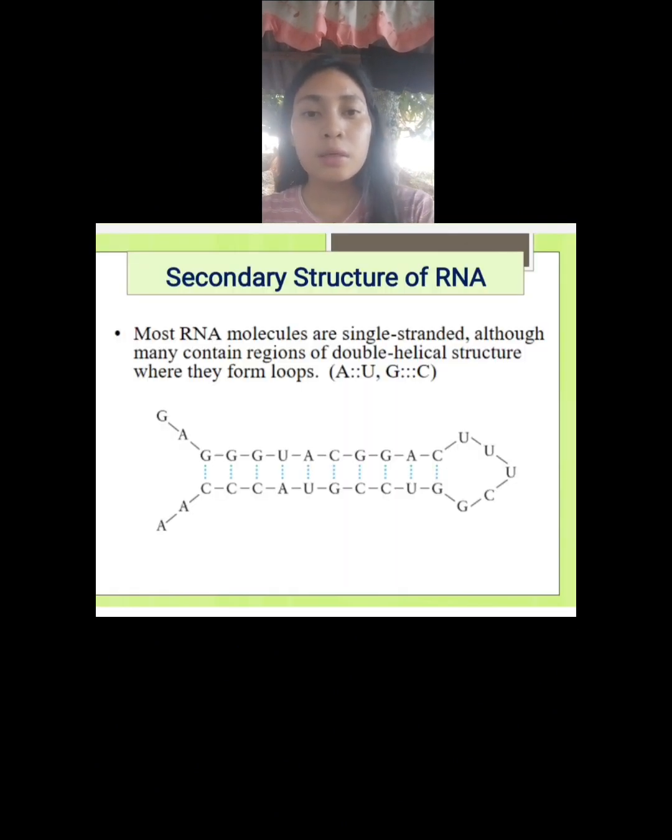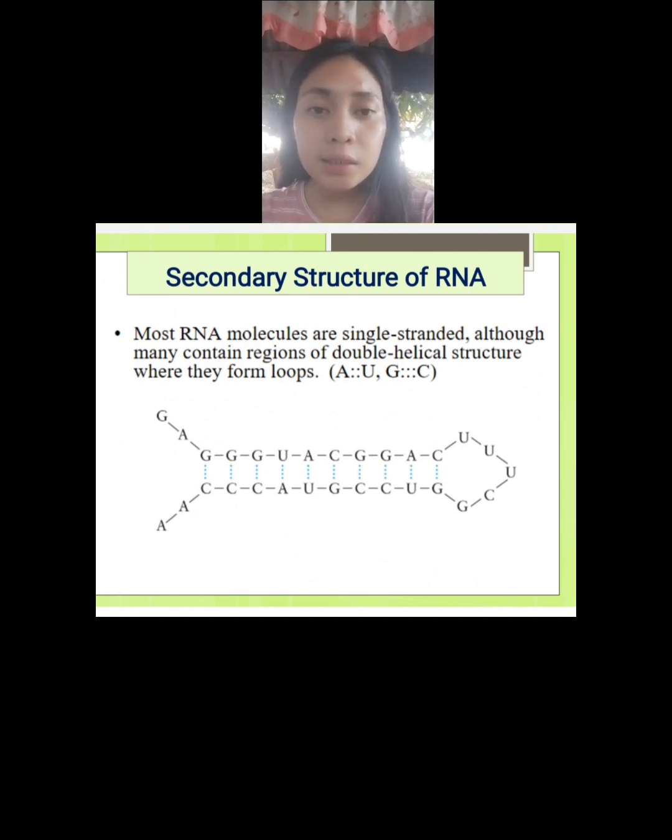The secondary structure of RNA refers to the local folded structure within an RNA molecule, including regions where the RNA forms double helical structures and loops. In RNA, base pairing occurs between adenine and uracil as well as between guanine and cytosine, forming stable base pairs.